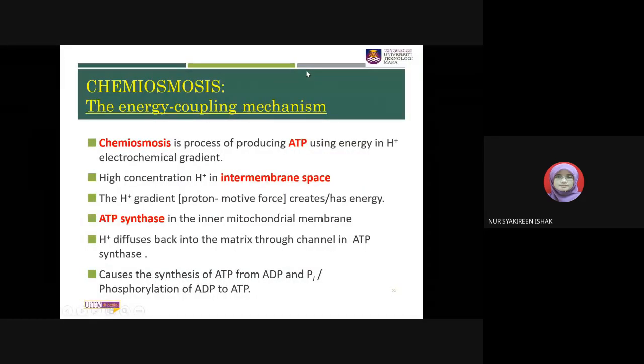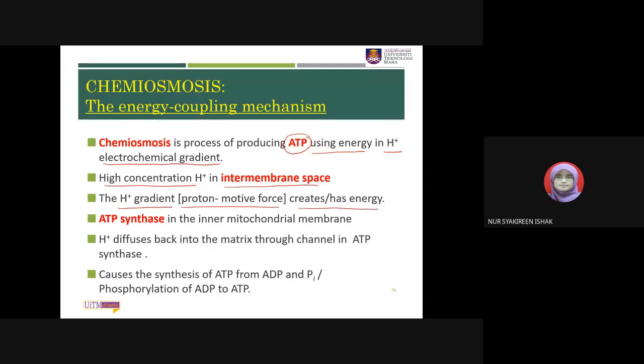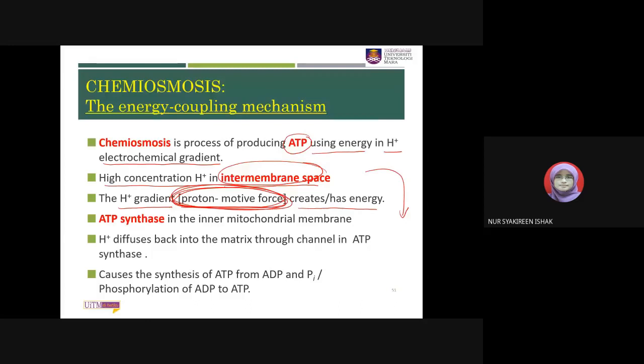Okay, so kita tengok chemiosmosis is the energy coupling mechanism. Chemiosmosis is the process of producing ATP using energy in the hydrogen ion electrochemical gradient. Okay, high concentration of hydrogen ion in the intermembrane space. Okay, so the proton gradient or the proton motive force has energy. The high concentration of hydrogen ion in the intermembrane space will diffuse back into the matrix. Sebab apa? Dia menghasilkan tenaga ni. Proton motive force. Ini adalah sebentuk tenaga. Okay. So yang digunakan oleh ATP synthase untuk synthesize ATP.